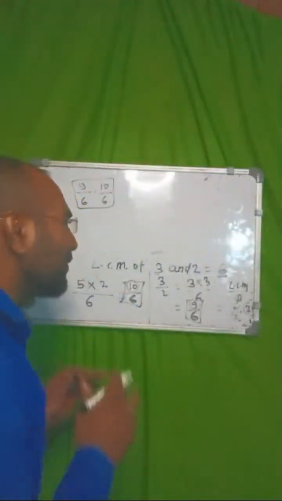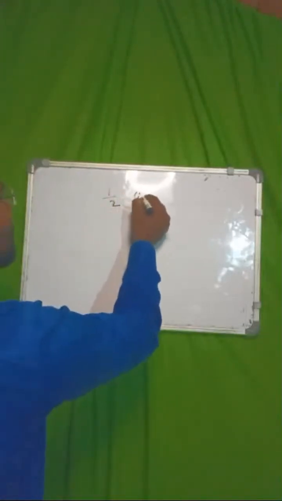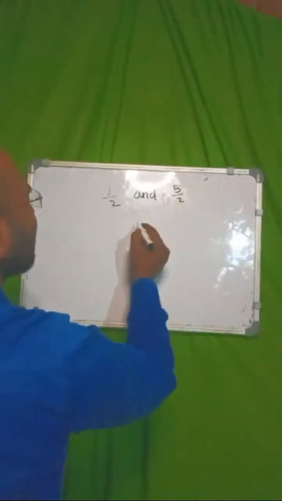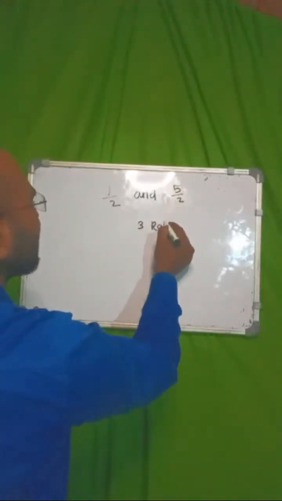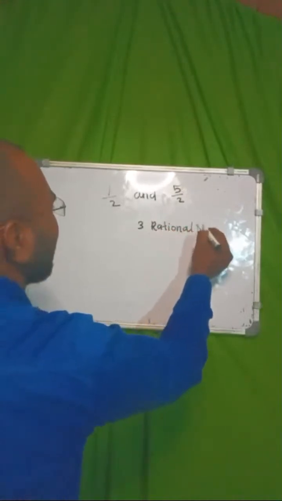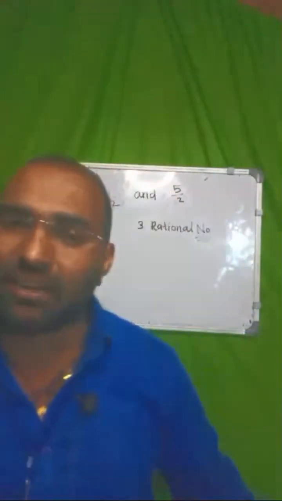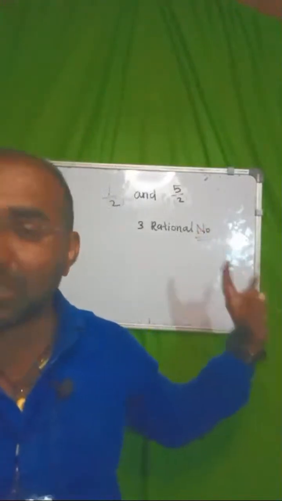So the question is, you have to find out three rational numbers between 1 divided by 2 and 5 divided by 2. Just remember one thing, that there are two types of method. One is when the denominators are same, and the other is when the denominators are different. For this question, the denominators are same, so just apply that method. Let's see who can tell me the answer faster.